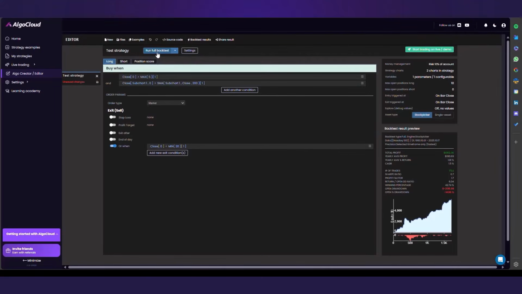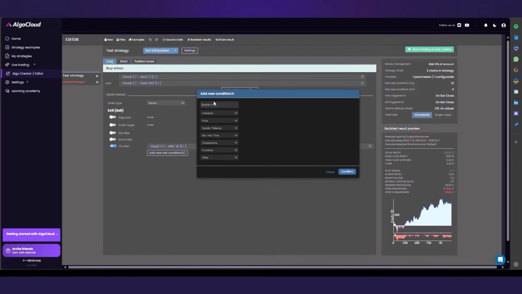Let's test it. In this case, however, the filter did not help. We have a smaller drawdown and fewer trades, but the equity curve looks a bit weird to me. So for me, it's removing the filter. Now let's try a volatility filter.